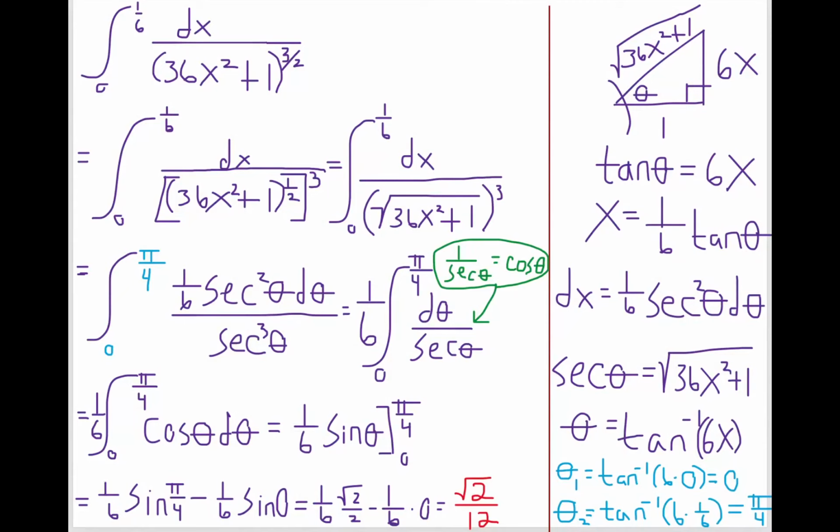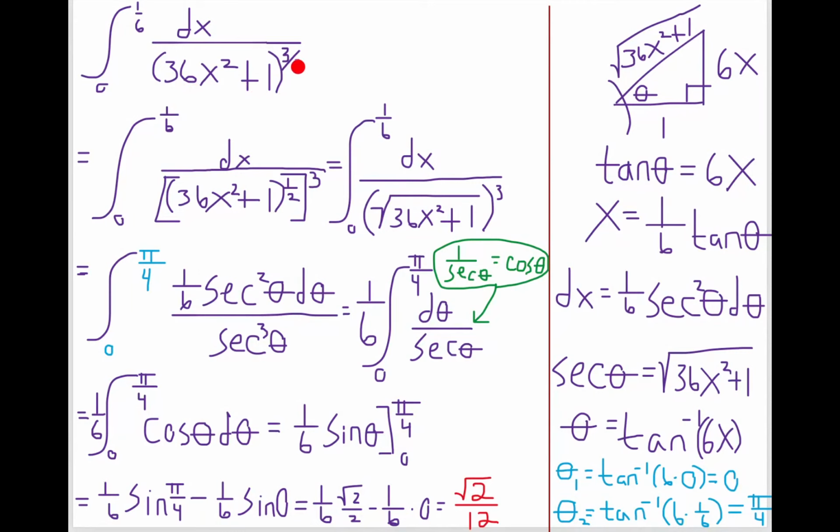I just wanted to take a moment in this video to go over a couple of questions one of your classmates had. They're from section 8.4, and we're using some of our techniques from 8.4 and also 8.2 for these two problems. So the first problem right here, we're taking the definite integral from 0 to 1/6 of dx over 36x squared plus 1 to the 3/2 power.